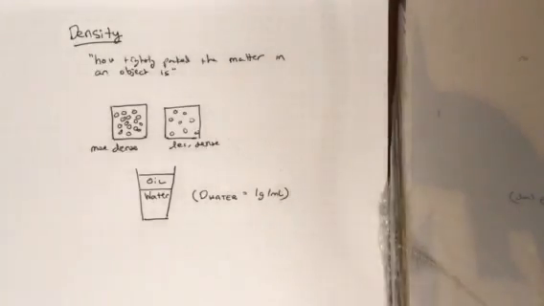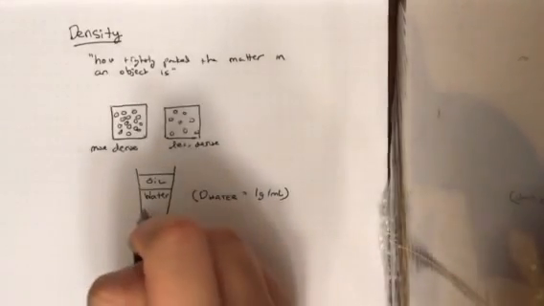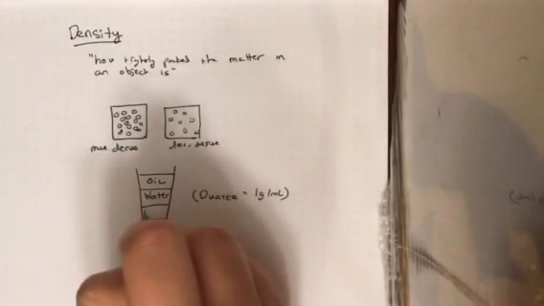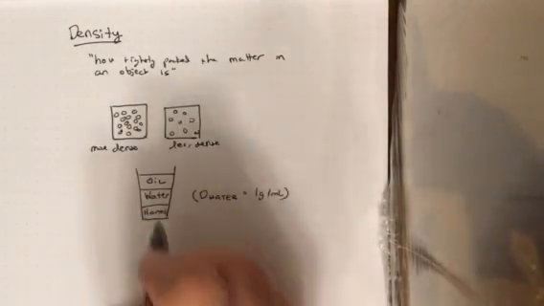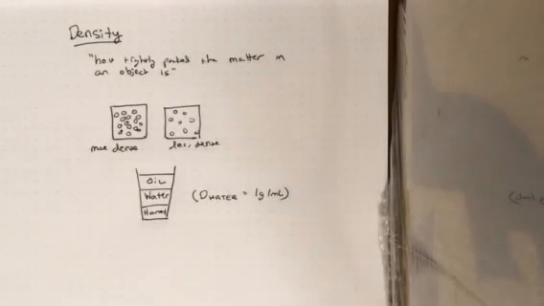If I then poured something else in here, like let's say honey. Honey has a very high density. It's denser than water, and so honey would then sink to the bottom. So basically, the more materials you add, whatever is dense is going to sink to the bottom, and whatever is less dense is going to float to the top.